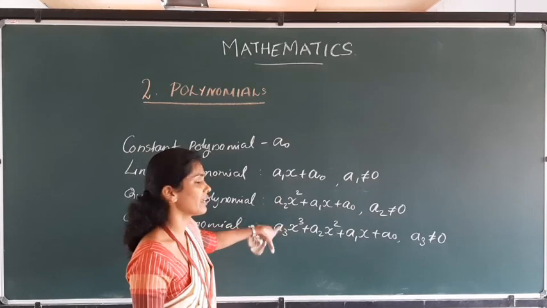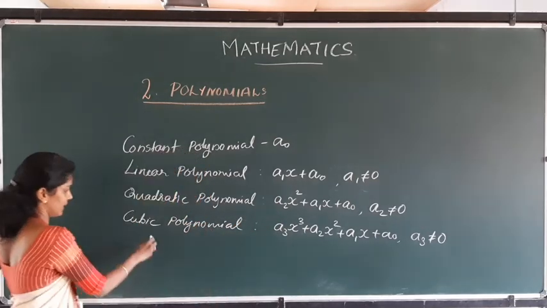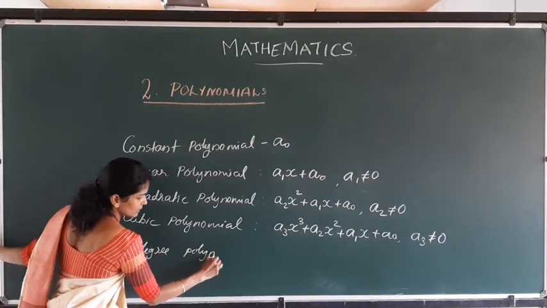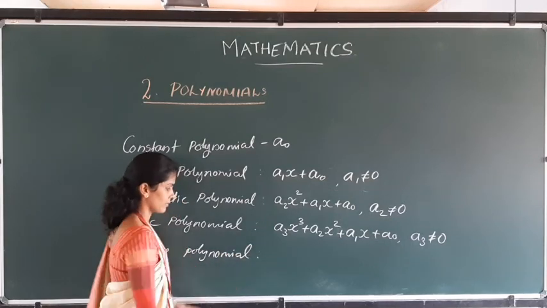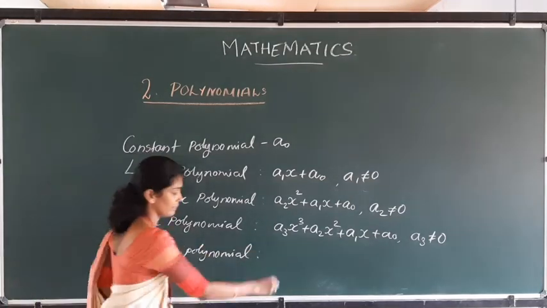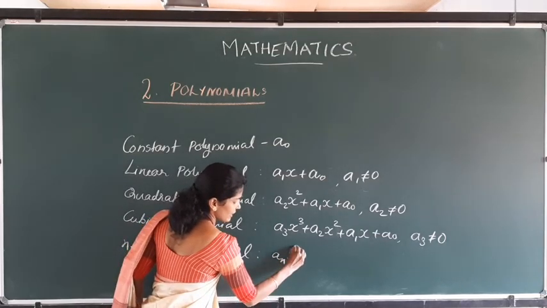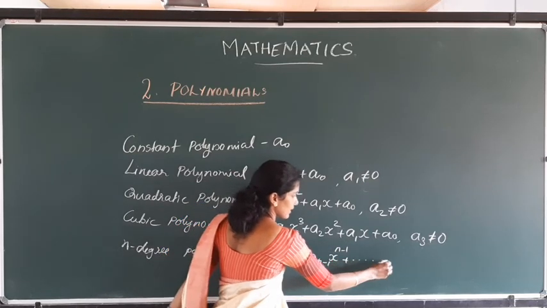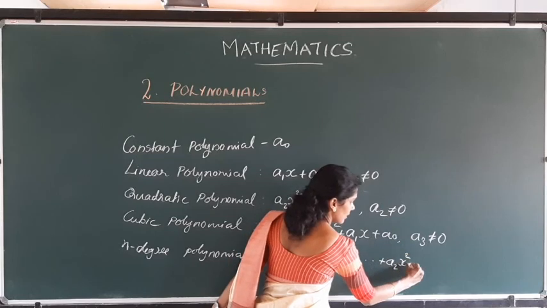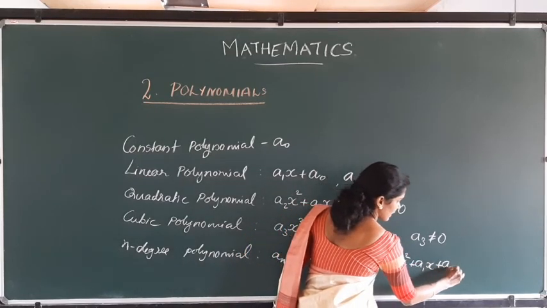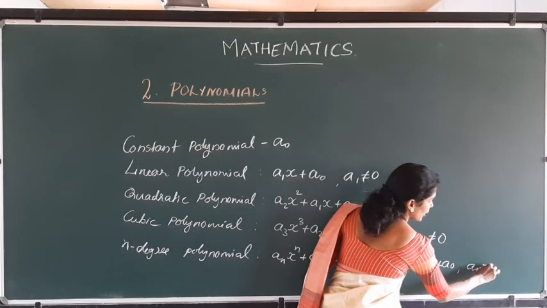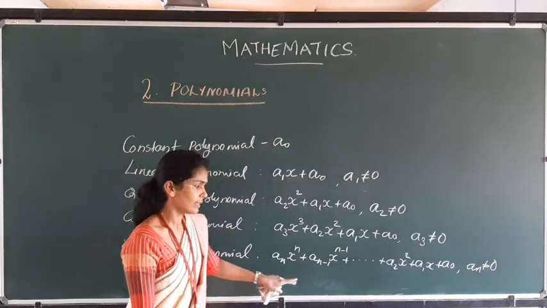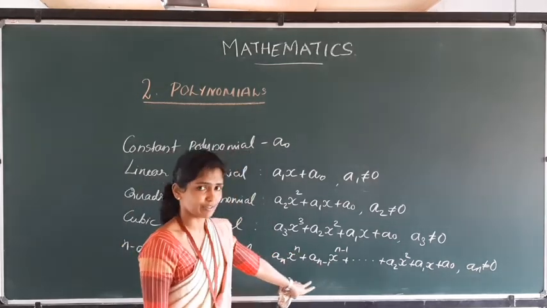In general, how do we write an n degree polynomial? n degree, that is the first term. an x raised to n plus an minus 1 x raised to n minus 1 plus etc., plus a2x square plus a1x plus a0. Here an not equal to 0. an is the coefficient of x raised to n. This is an n degree polynomial's general form.